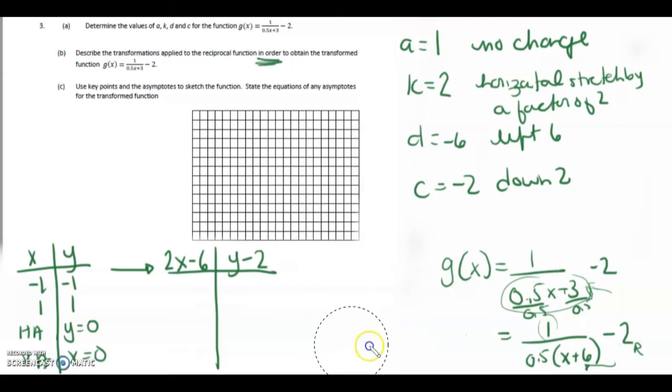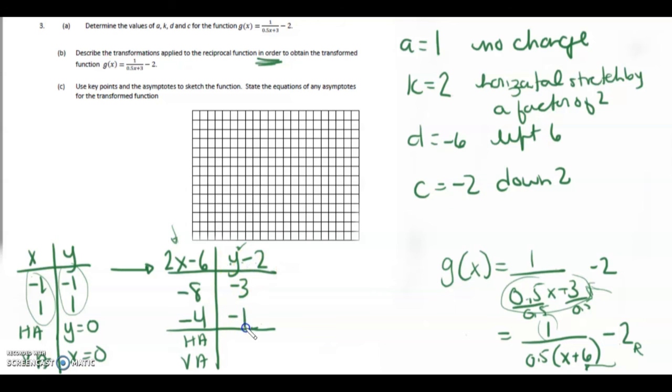Okay, so we take these two x values and we sub them in this x here. So -2 minus 6 is -8, and 2 minus 6 is -4. Now we take these y values and we sub them into where this y is. So -1 minus 2 is -3, and 1 minus 2 is -1.